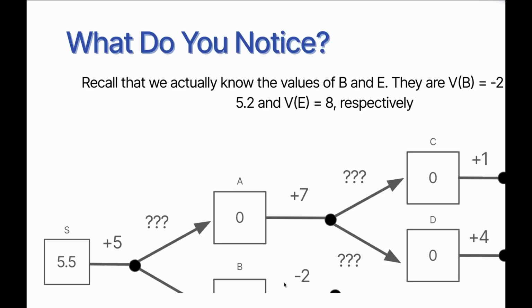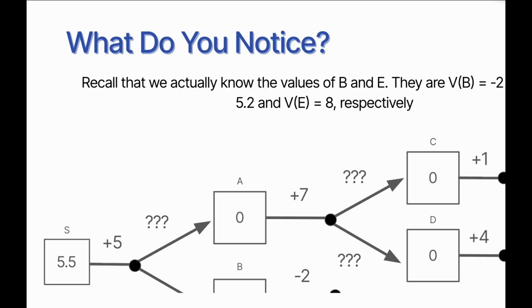Now, remember that we said we know the values of E and B, because there's no randomness here. What are they? The value of B is -2 plus 0.9 times 8 equals 5.2. And the value of E is 8, because this is the reward you get. Does everyone see why these are the values of B and E?